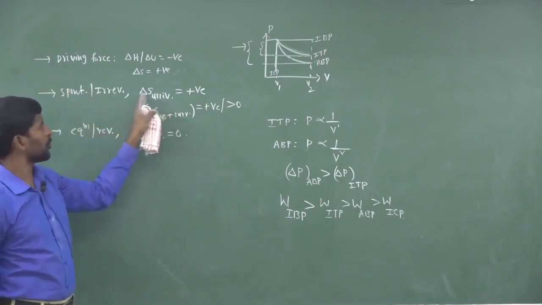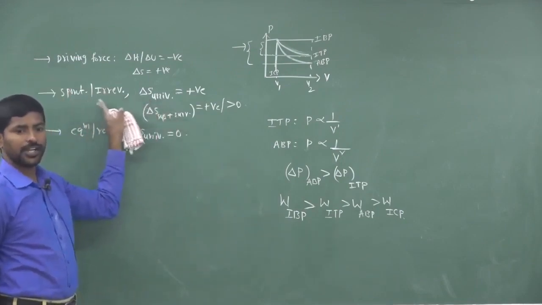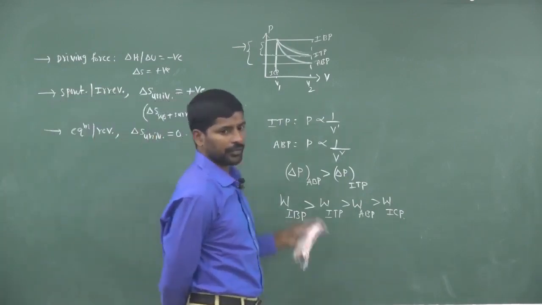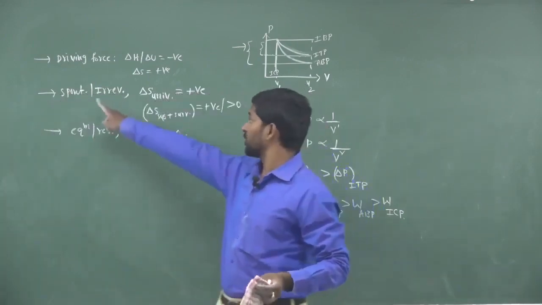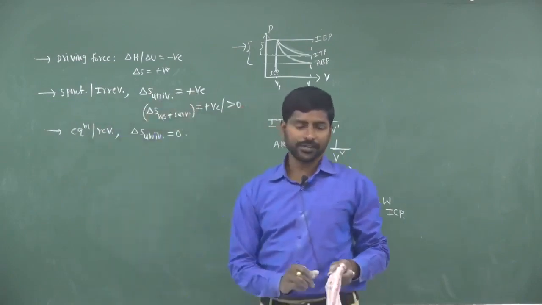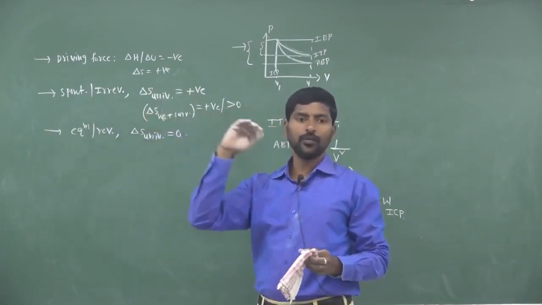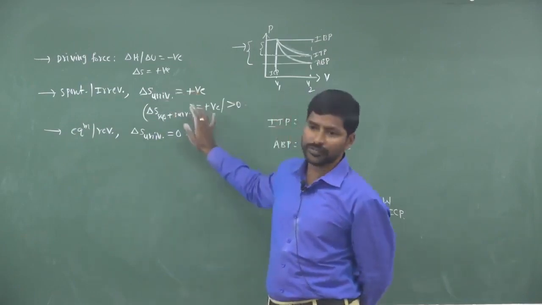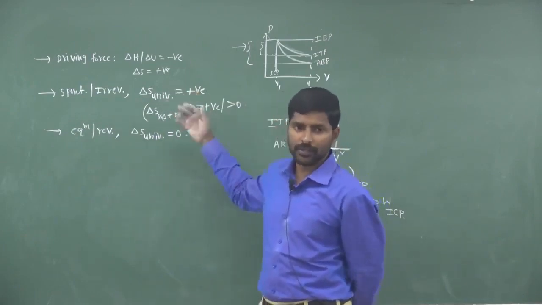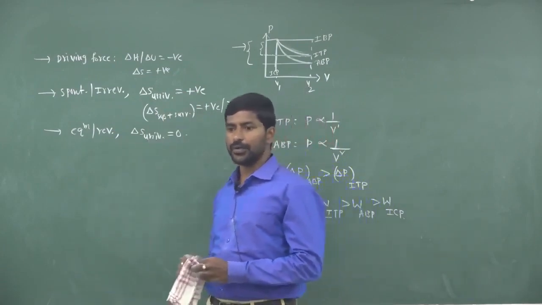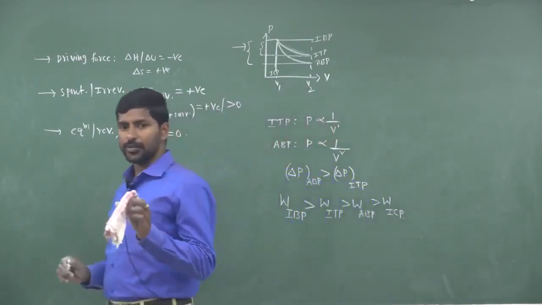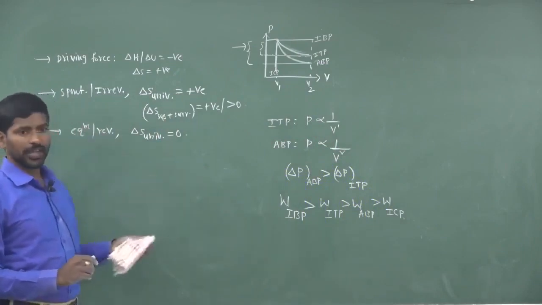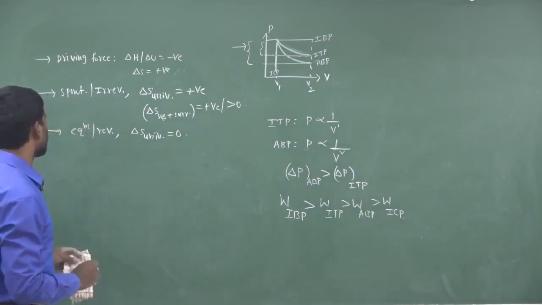In nature, which process always occurs? Spontaneous processes occur. In a spontaneous process, the entropy of the universe increases. So the entropy of the universe always tends towards a maximum. That is one of the statements of the second law of thermodynamics. Energy of the universe remains constant: first law. Entropy of the universe tends towards maximum: second law of thermodynamics.